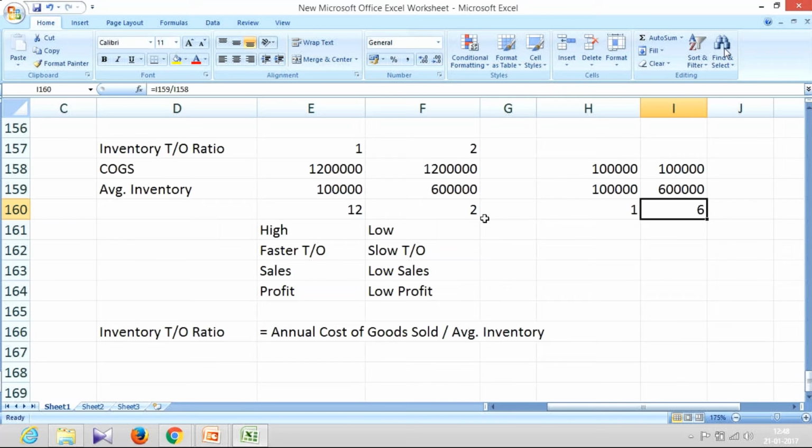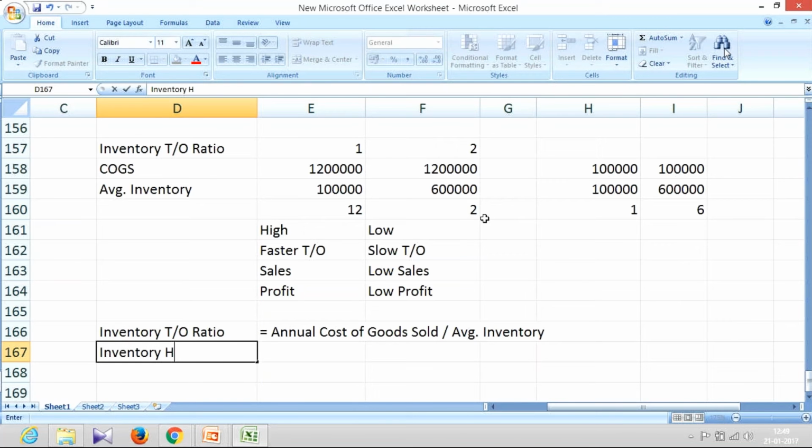So how have I calculated the inventory holding period? Inventory holding period is nothing but average inventory divided by cost of goods sold per month or per day, so that you can eventually express it in days or months. So that has been done.